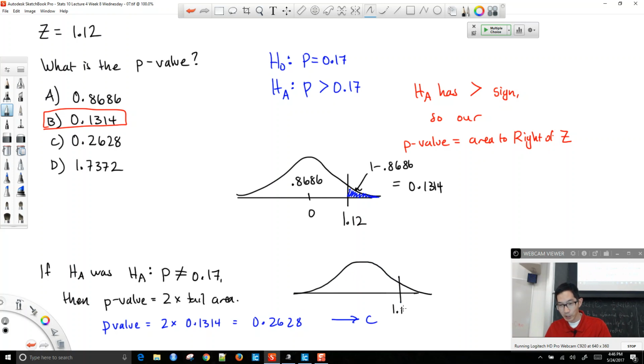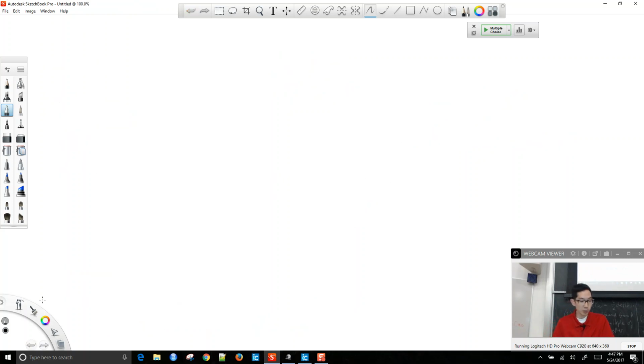The idea here is we have 1.12 and negative 1.12, and we're shading in both sides, because we want to see if it's more than the given value, or on the flip side, just as far away on the lower side. That's the idea for a two-tail test. That's what we have for getting our p-value, and then the last part is making the conclusion.